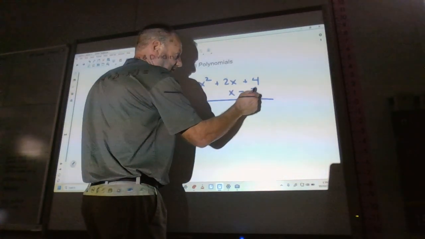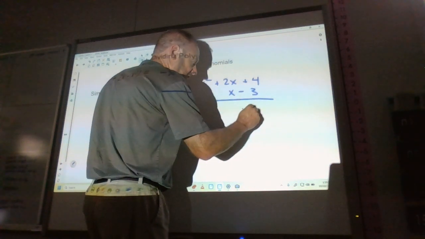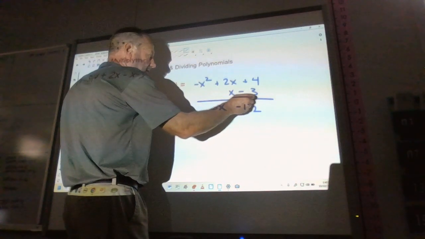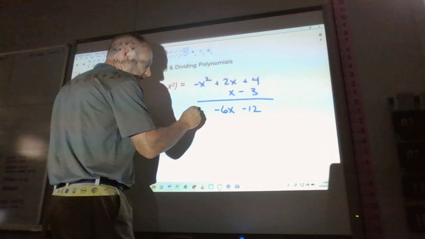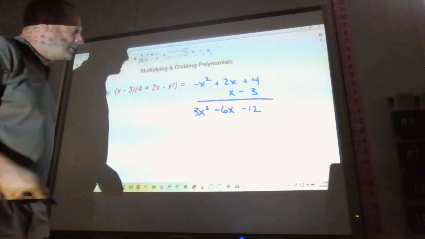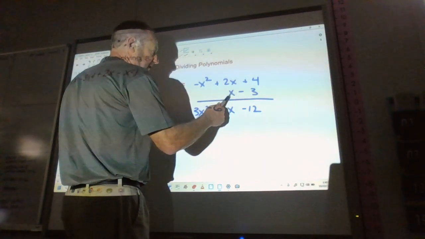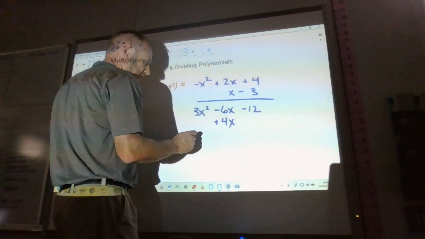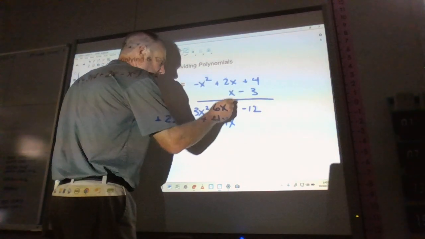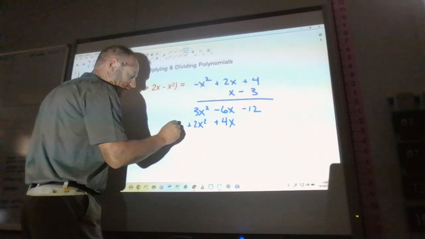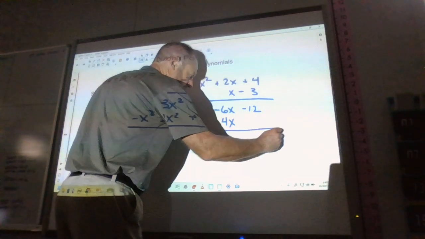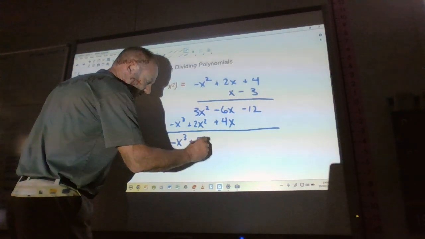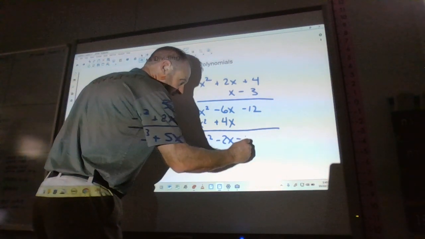Now I'm just going to take negative 3 and I'm going to multiply it by all of these. So negative 3 times 4 is negative 12. Negative 3 times 2x is negative 6x. Negative 3 times negative x squared is 3x squared. And then I'm going to go ahead and move over here to the x. X times 4 is positive 4x. X times 2x is positive 2x squared. And x times negative x squared is negative x cubed. And if I've lined these all up with my like terms, I should just be able to add the columns. And I'm done.